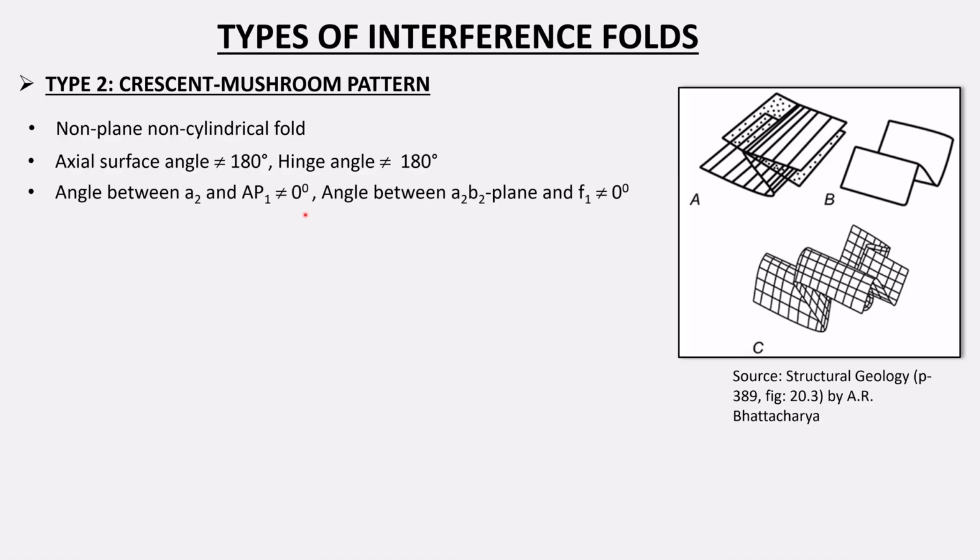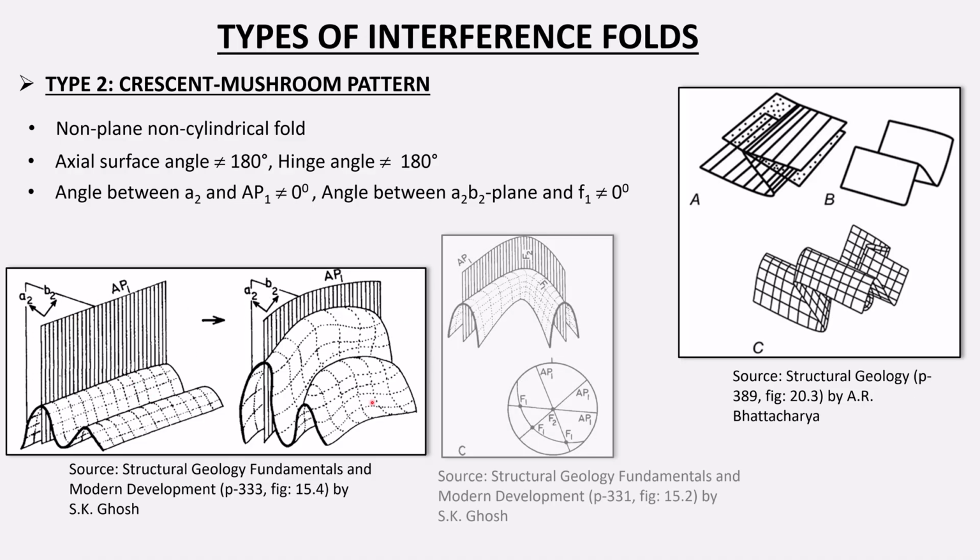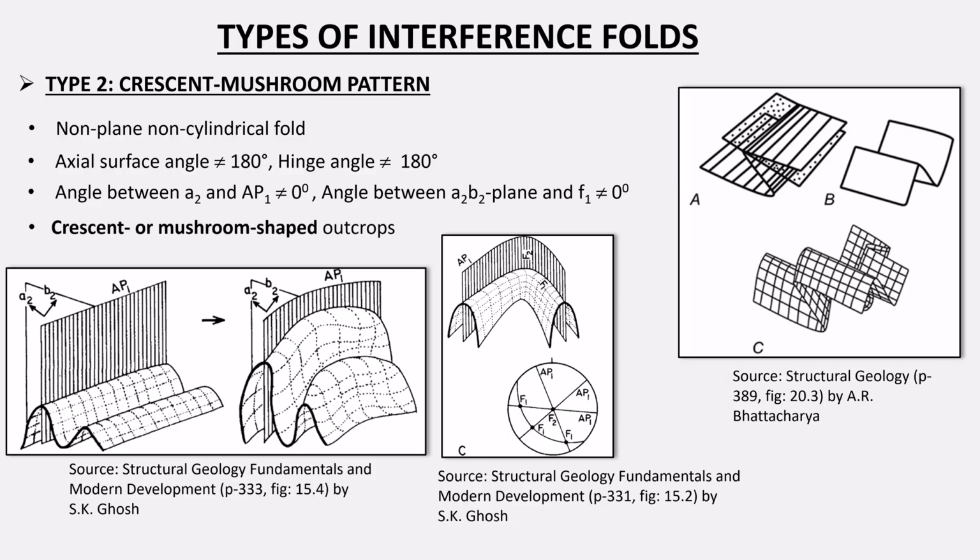And the angle between A2 and axial plane 1 is not equal to 0 degrees, and the angle between the A2 B2 plane and fold axis is not equal to 0 degrees. Here is the first folding, and here is the final folding. And here is the stereographic diagram of this type of folding. This kind of shows the crescent or mushroom shaped outcrop.